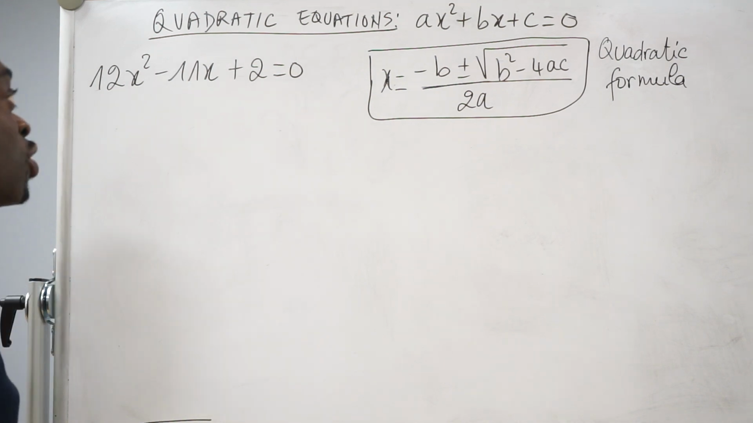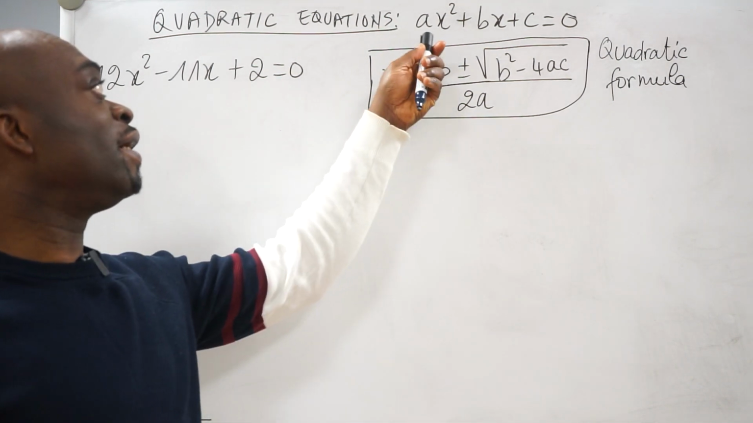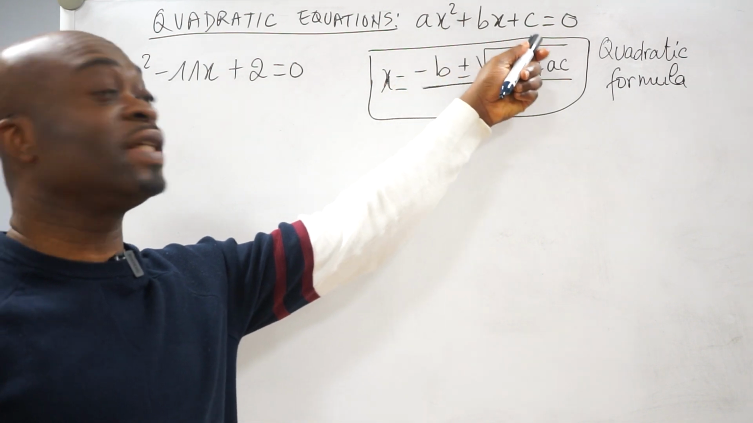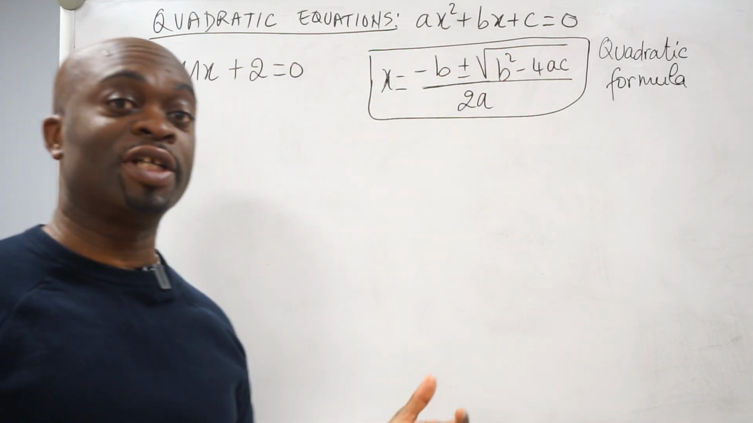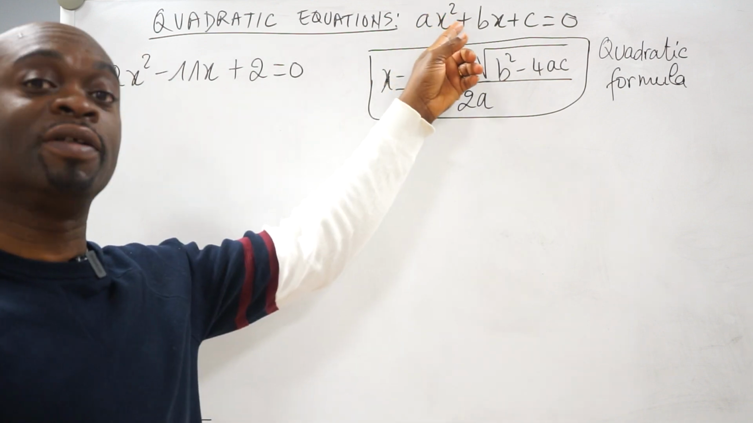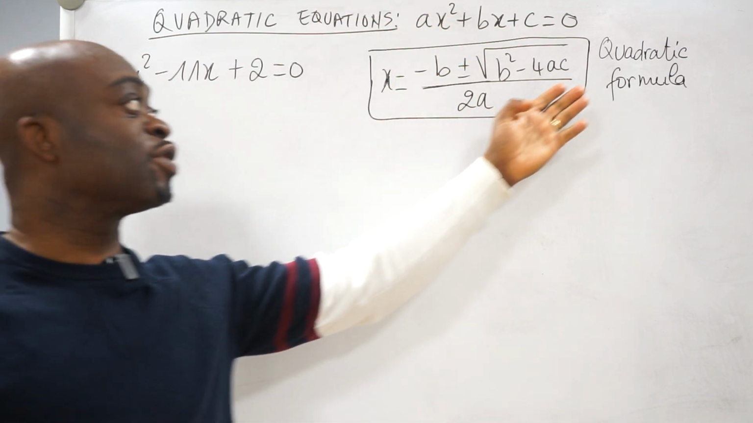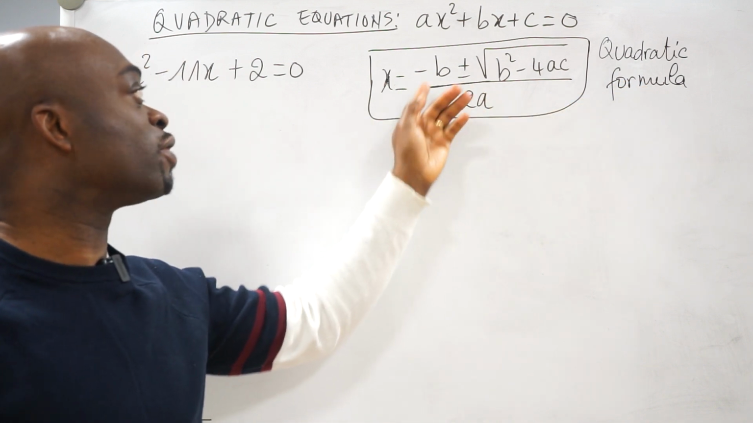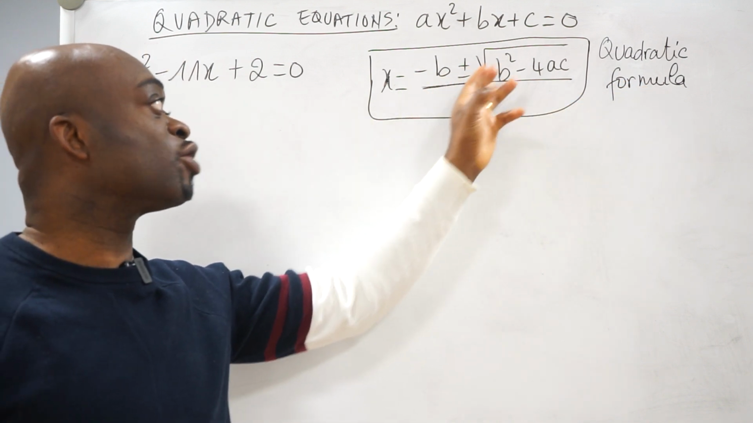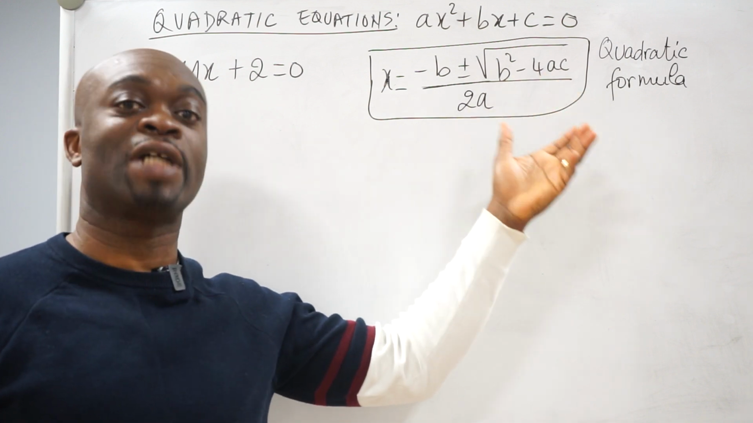Ladies and gentlemen, so we're solving for quadratic equations. Again, this is ax squared plus bx plus c equals 0. So that's the standard form of a quadratic equation, with power 2. That's why we call it quadratic, all right? And the formula is the quadratic formula, which is x equals negative b plus minus the square root of b squared minus 4ac, divided by 2 times a.